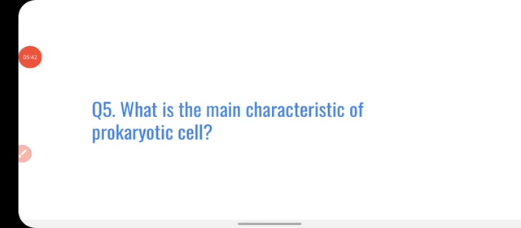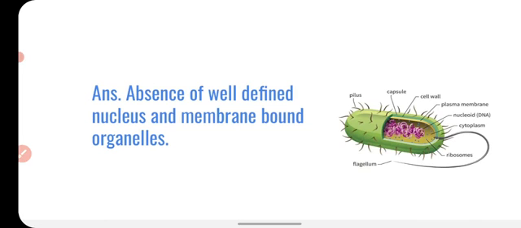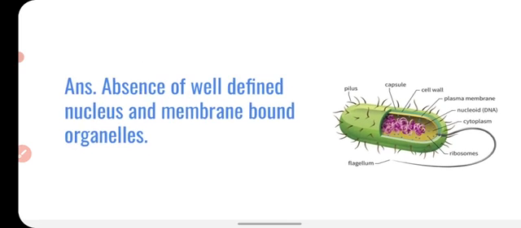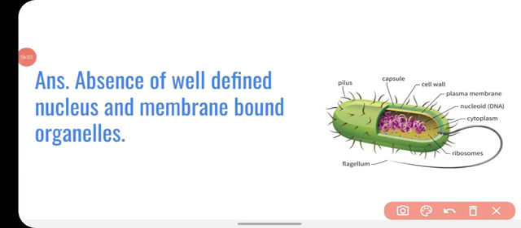Now the next question is, what is the main characteristic of a prokaryotic cell? The main characteristic of a prokaryotic cell is the absence of a well-defined nucleus and membrane-bound cell organelles. You know that prokaryotic cells are those cells which do not have a well-defined nucleus. They simply have the genetic material floating in the cytoplasm, and they do not have membrane-bound organelles like mitochondria, Golgi apparatus, endoplasmic reticulum.